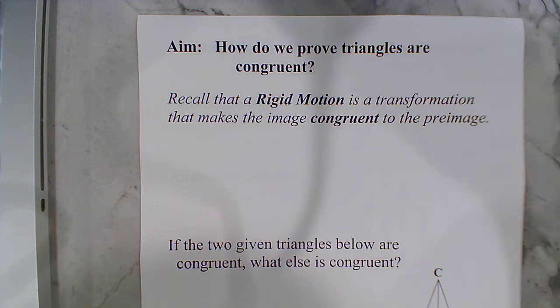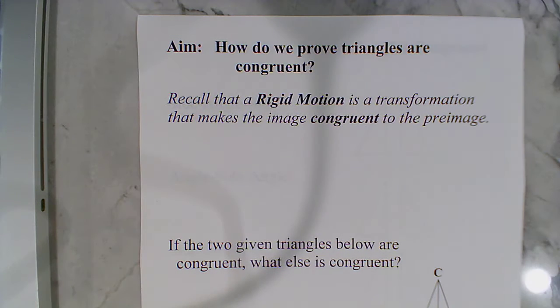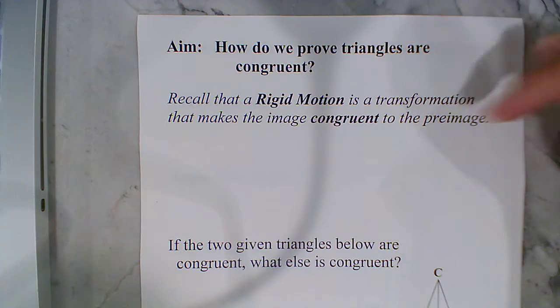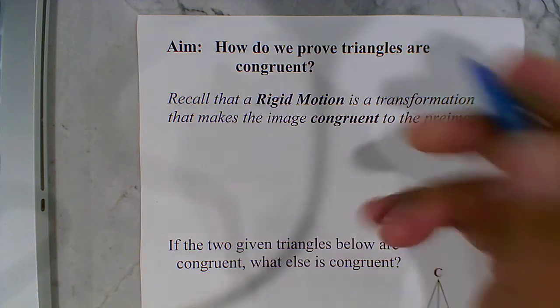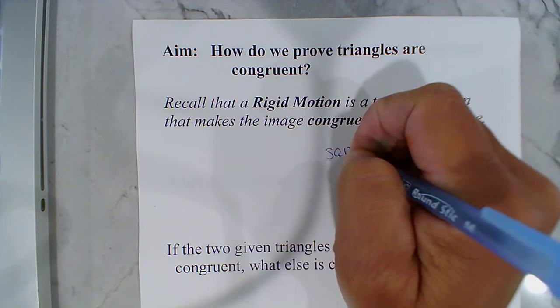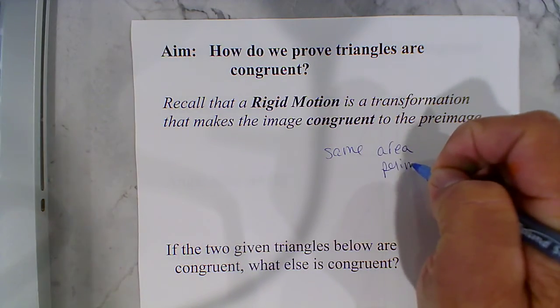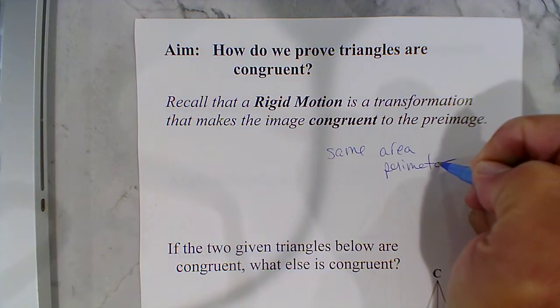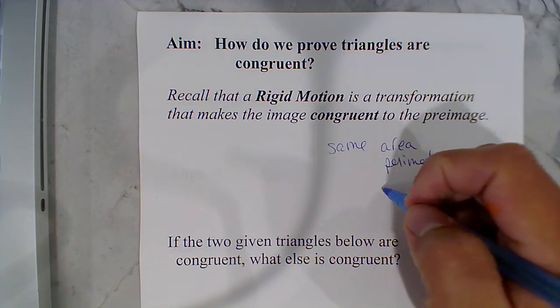Remember rigid motion. We kept talking about that during transformations, and I'm sure you did so during the year. But a rigid motion is some kind of a transformation that's not going to change the shape. Right? Your pre-image and your image have to be congruent. So if you think about it, what's really going to be the same? Would they have the same area? Of course they would. They would have the same perimeter. But you're not really going to focus on that as much as you're going to focus on the sides and angles, the parts, right?